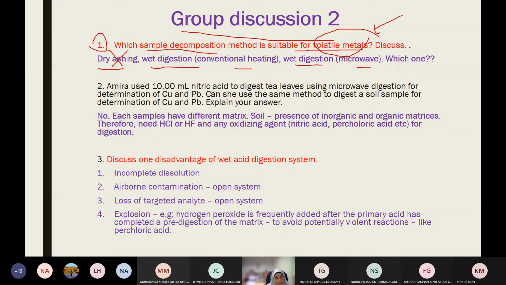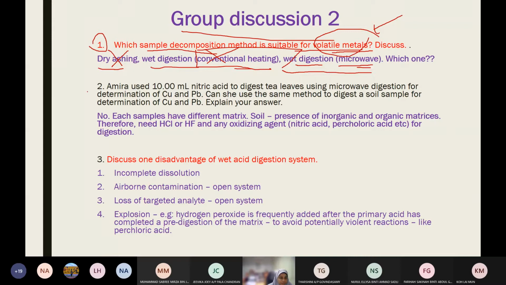So we have two more options: wet digestion, either conventional or microwave. As I mentioned during my lectures, conventional heating is still an open system. Even though you cover it with a watch glass or whatever on top of your beaker, it is still an open system. Your volatile metal can easily evaporate from there, so it is not suitable. The volatile metal is only suitable for the closed system, which is the microwave. Students, let's say you want to analyze mercury in drinking water or in fish or whatever. The best choice is wet digestion using the microwave, because it is a closed system, so you can minimize the loss of your volatile metal, which is your targeted analyte.